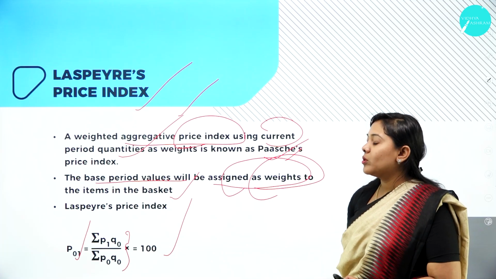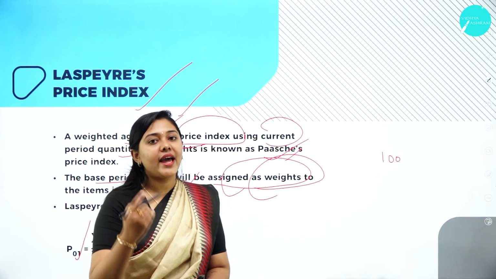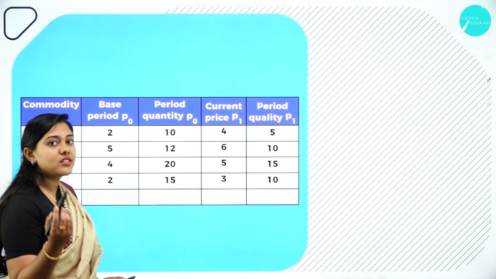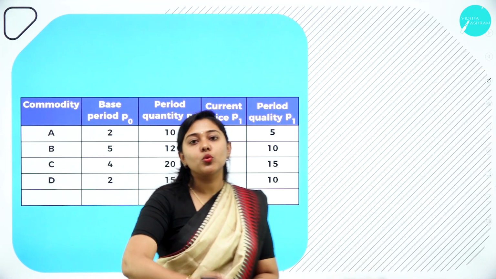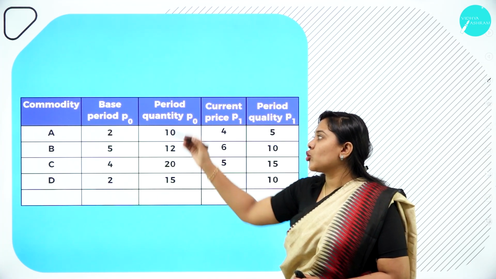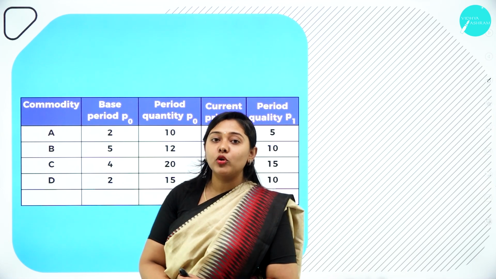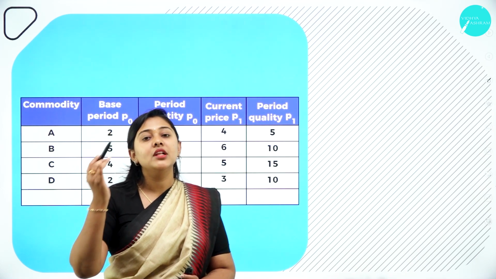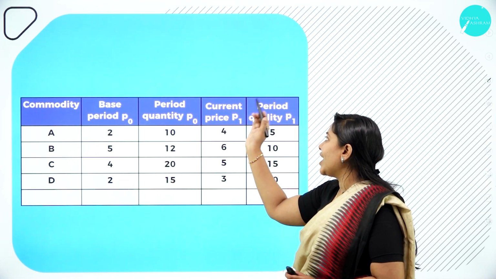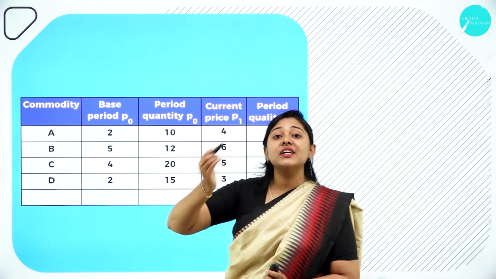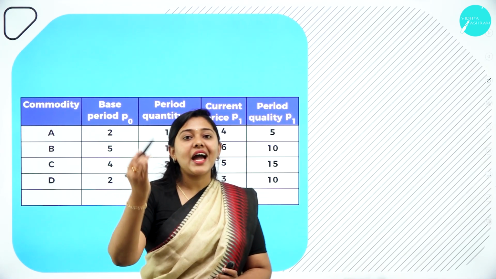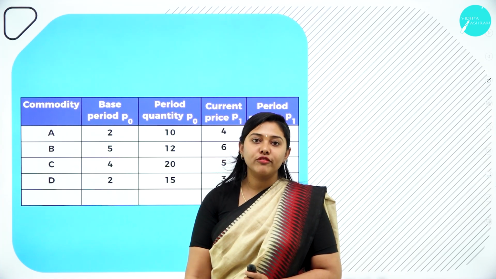So let's compute the Laspeyres price index by solving a problem. Let us understand the question. Read out the question. Commodities A, B, C, D. These are four different commodities in a basket that is put in front of you. Now you have to compare the base period price and the current period price, and find the percentage of change that has happened over a period of time to buy a certain basket of commodities.